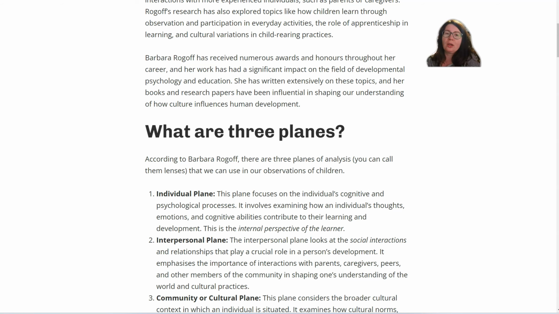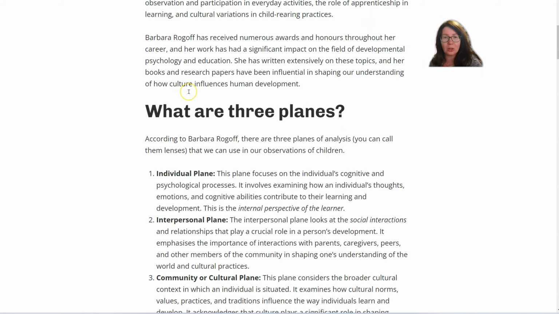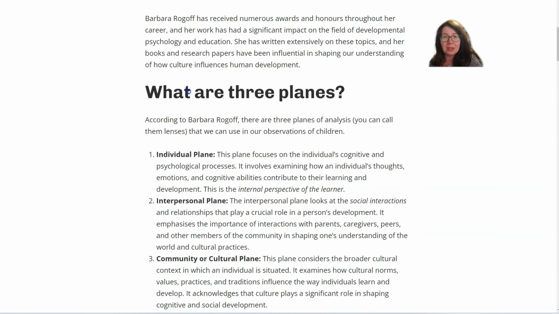Barbara Rogoff also talked about the role of apprenticeship, which she considers one of the ways of learning. Apprenticeship and learning is definitely a topic that belongs to Barbara Rogoff. So if you learn more about her approach, you will find how to apply this to your pedagogy as well. She talked about cultural variations in child rearing practices. I already mentioned some examples, but in her book you will find more, and there are also at least 2 TED Talks that I recommend listening to at the end of this article and this video. You will see the link in the description.